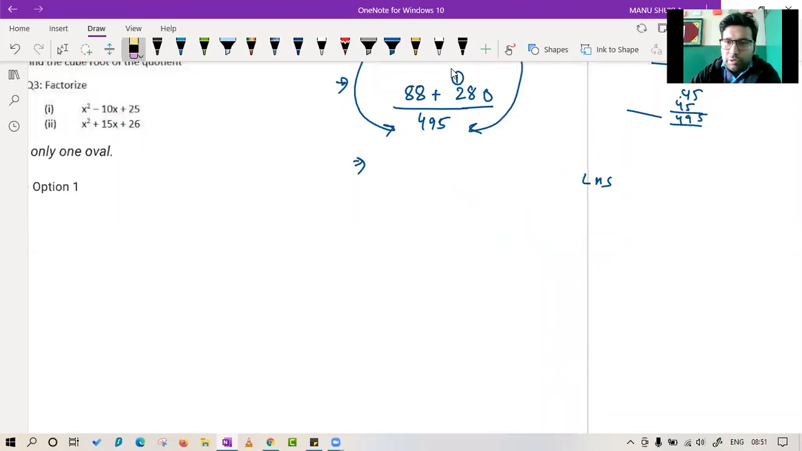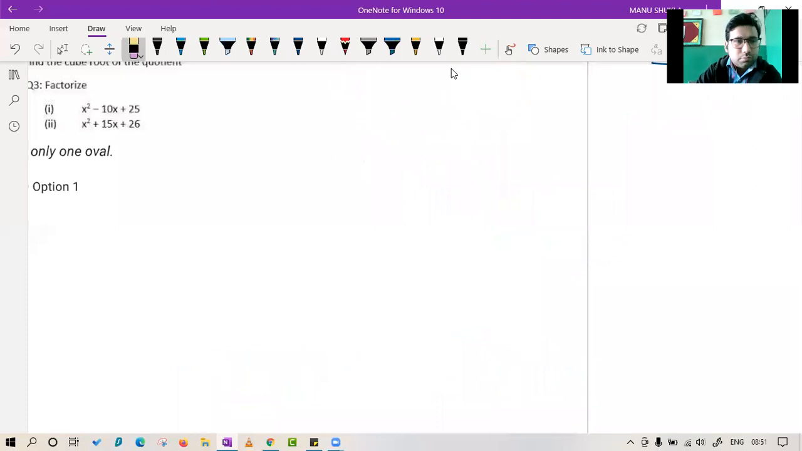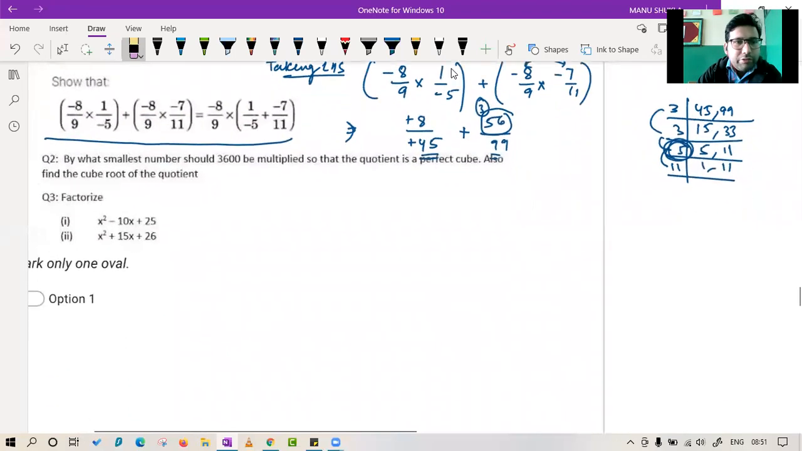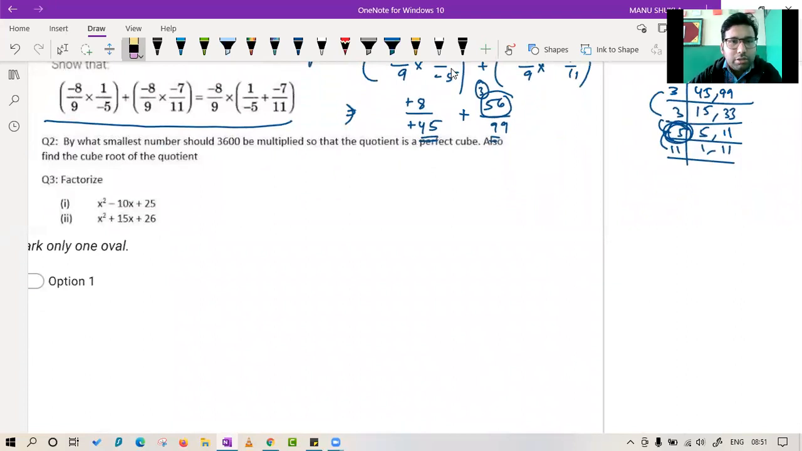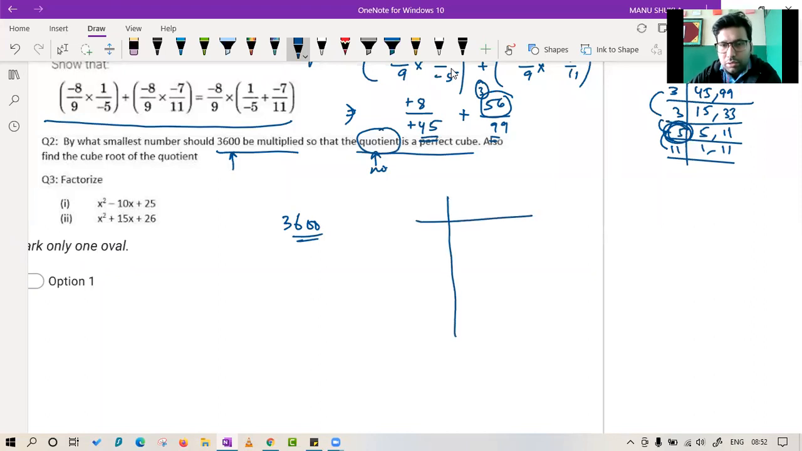Now question number 2 we will discuss. Question number 2 is saying, by what smallest number should 3600 be multiplied so that the quotient is a perfect cube? Okay, by mistake it came, I think. It should be, the number should become a perfect cube. So class, please check, is this 3600 a perfect cube? Please tell.